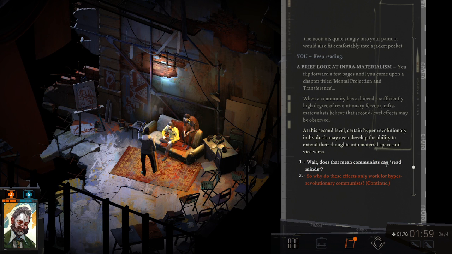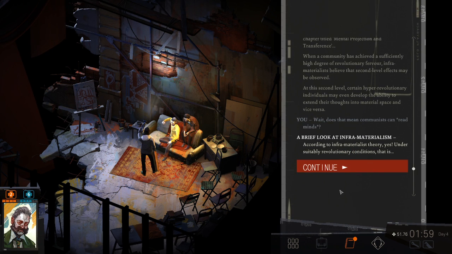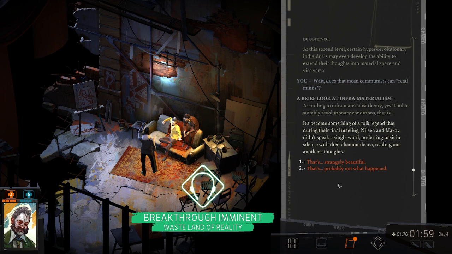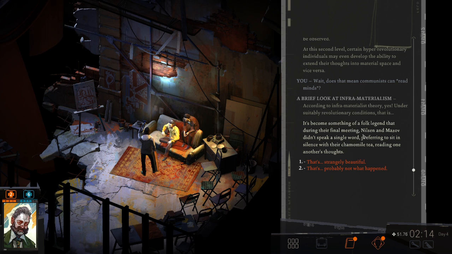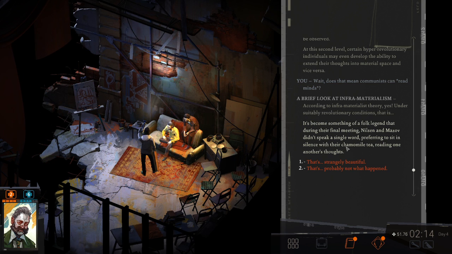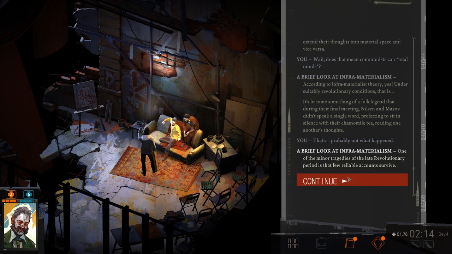Wait, does that mean communists can read minds? According to infra-materialist theory, yes, under suitably revolutionary conditions, that is. It's become something of a folk legend that during their final meeting, Nelson and Mazov didn't speak a single word, preferring to sit in silence with a chamomile tea, reading one another's thoughts. That's probably not how it happened.